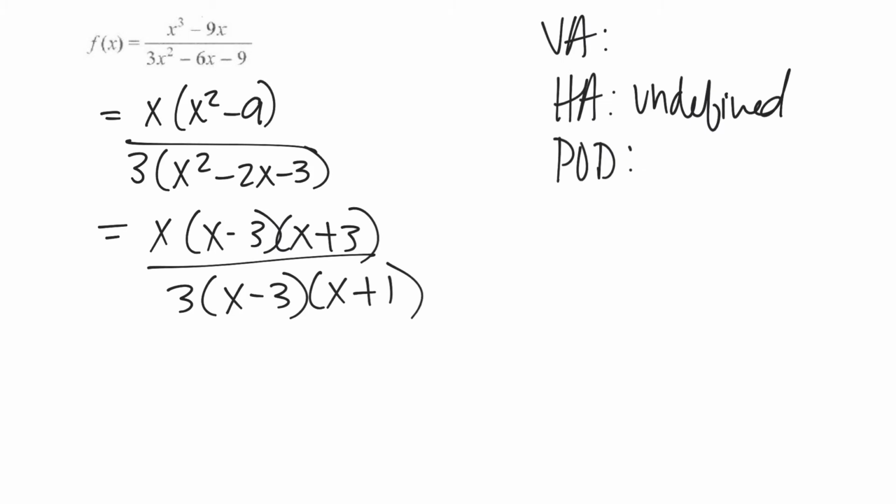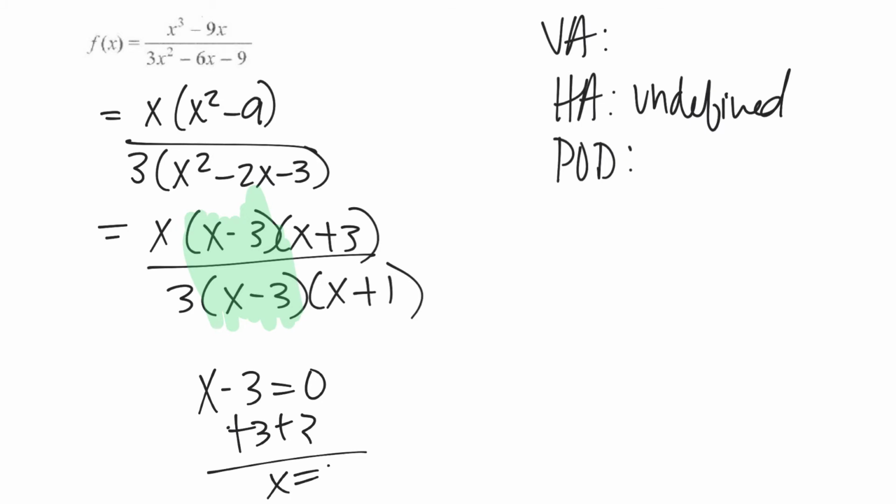So, do I have a POD? The answer is yes, because these two factors right here are going to cancel out. And that gives me a POD. So I set it equal to 0 just like I do for the VA, and I get that x is equal to 3. So I have a point of discontinuity at x equals 3. I have one remaining factor in the denominator. So I'm going to set it equal to 0, and that is going to give me my vertical asymptote.